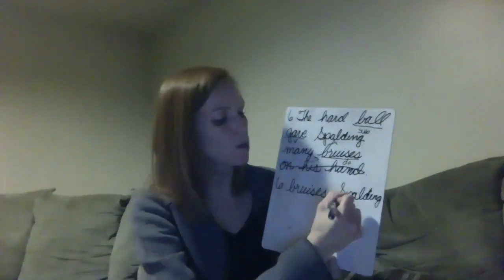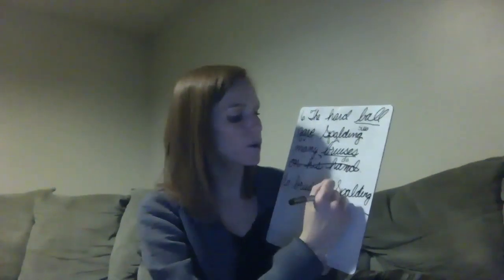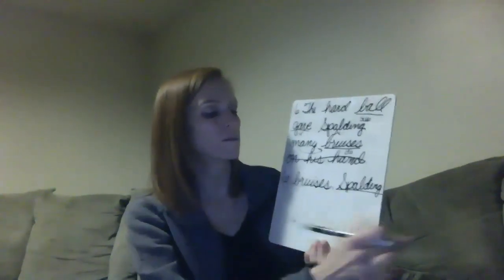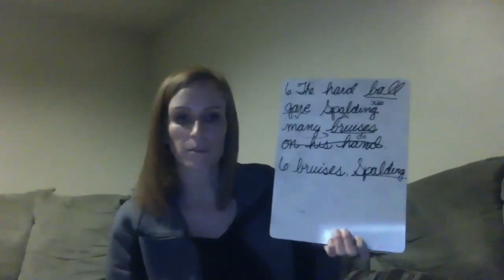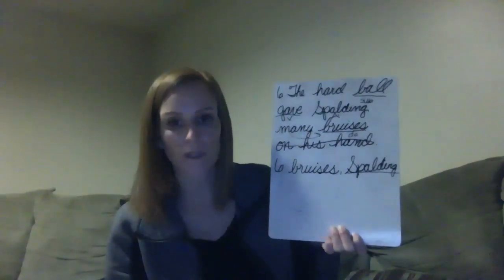I don't care what order you write these in, because then you're going to go and you're going to underline, wow, that was really crooked. You're going to underline your indirect object so that you show me that you know which one's the indirect object.